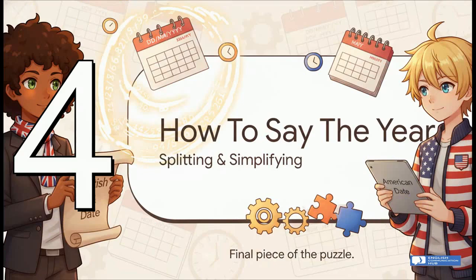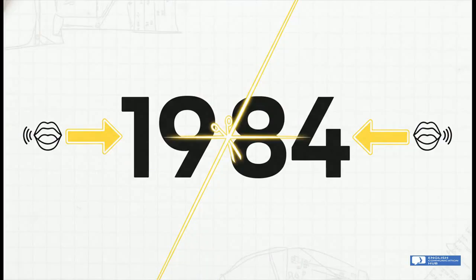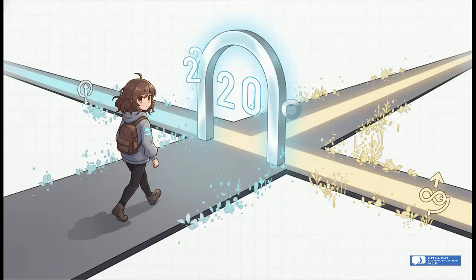All right, so we have handled the day and we've handled the month. Let's finish this thing up with the final piece of our puzzle. How do we actually say the year? Turns out there are a couple of different ways to do this. For any year before the year 2000, the rule is just wonderfully simple. All you do is split the four-digit number into two pairs. So 1984 becomes nineteen eighty-four, and 1066 becomes ten sixty-six. See? Super easy. But the moment we cross that millennium into the 2000s, things get a little more complicated.